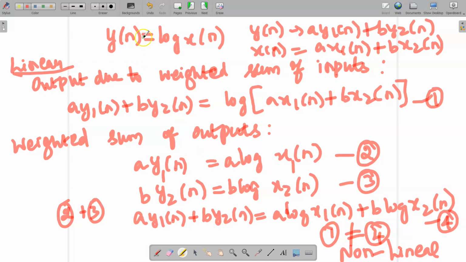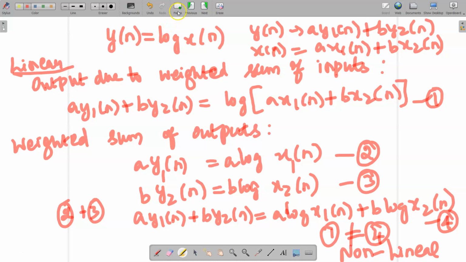First step, replace y by a y1 of n plus b y2 of n, x by a x1 of n plus b x2 of n. Second step, replace y as y1, x by x1, multiply all the terms by a. Third step, replace y by y2, x by x2, multiply all the terms by b, add 2 and 3, and check whether equation 1 is equal to 4. If it is equal, it is said to be linear. If it is not equal, it is said to be non-linear.